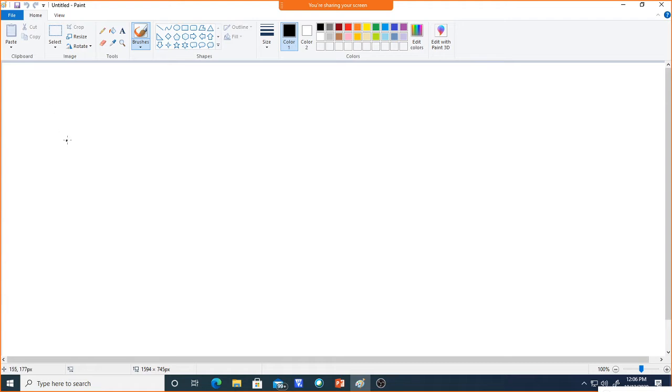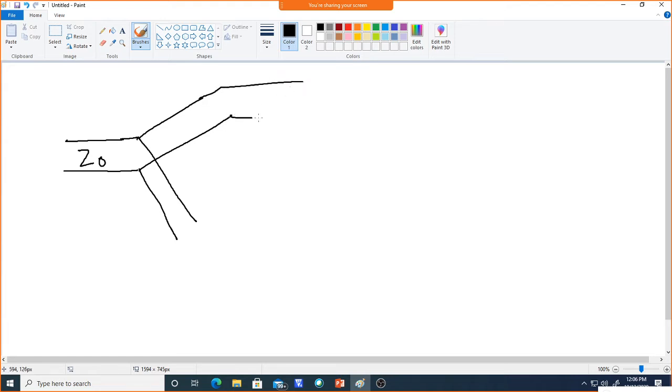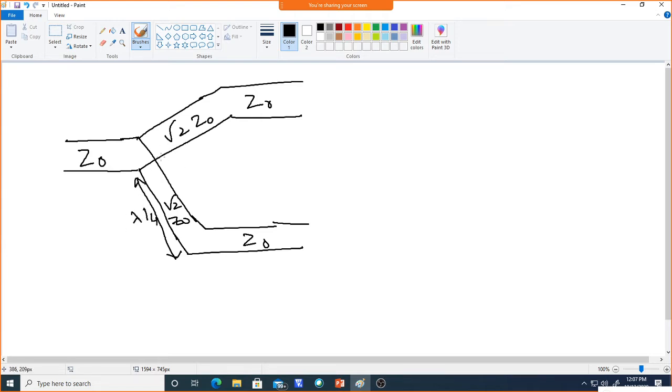If this is your network, you will have two separate Z0 here, and this is root 2 Z0, and here also this is Z0 and this is root 2 Z0, and this is a transmission line of length lambda by 4, so we can represent it like this, and this represents the output port, which is 2 Z0.